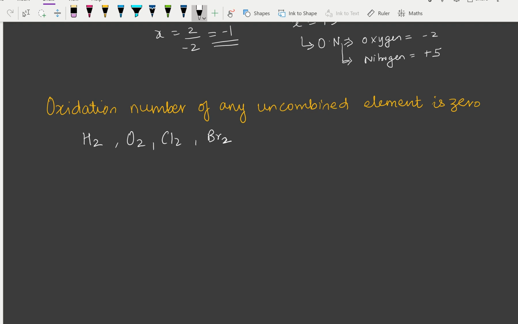If you find these kind of molecules existing, they are uncombined. So in that case, what is the oxidation number of the hydrogen in H2? It's going to be 0. So the oxidation numbers are going to be 0 for all of them.